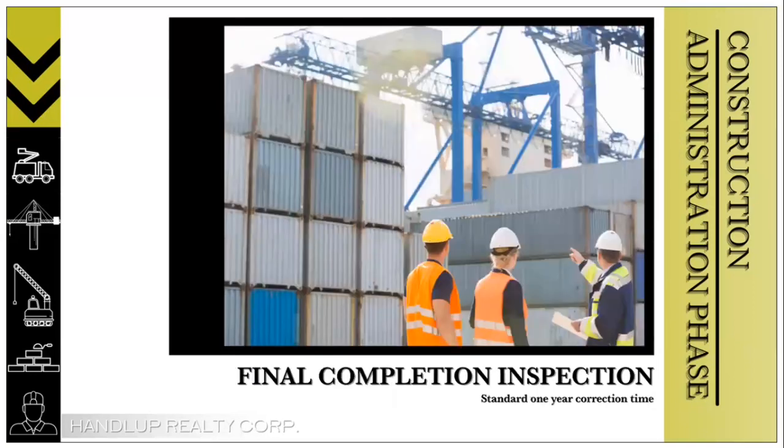Final completion inspection: our general contractor carries out all the corrective works identified during the substantial completion inspection, and then informs our architect or consultants for the final inspection of the project. If the final inspection passes, certification for final payment is issued by the architect, which entitles the contractor to receive the final payment from us.